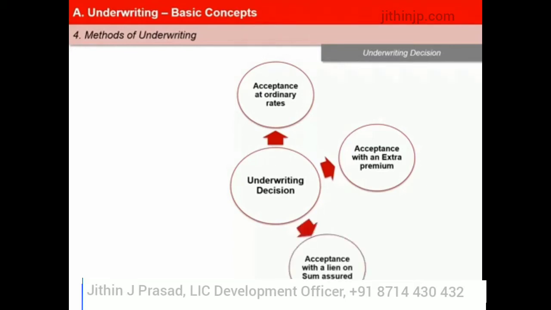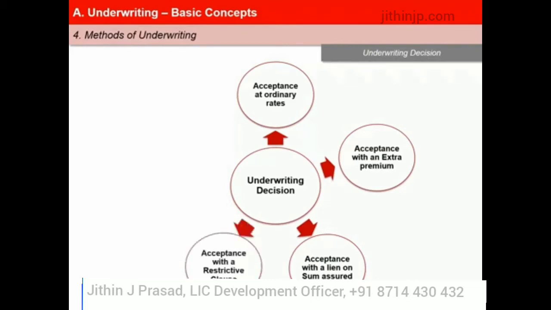Third, acceptance with a lien on the sum assured. A lien is a kind of hold which the life insurance company can exercise, in part or whole, on the amount of benefit to be paid in the event of a claim. Lien implies that if the life assured dies from a specified cause, for example, relapse of the TB, within a given period, only a decreased amount of death benefit would be payable.